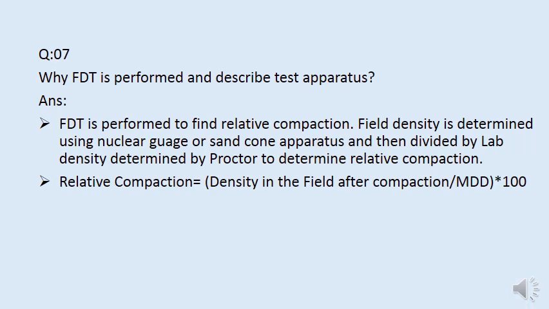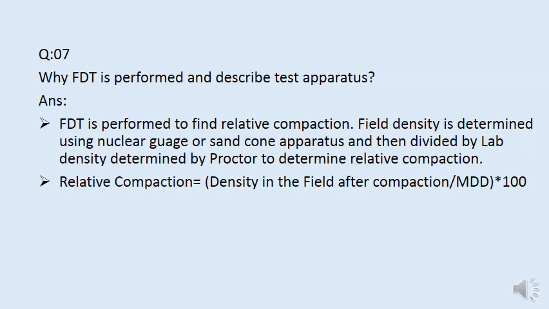Question number 7. Why FDT is performed, and describe the test apparatus. FDT is performed to find the relative compaction. Field density is determined using nuclear gauge or sand cone apparatus, and then divided by the lab density determined by the Proctor to determine the relative compaction. So relative compaction is equal to density in the field divided by MDD into 100.